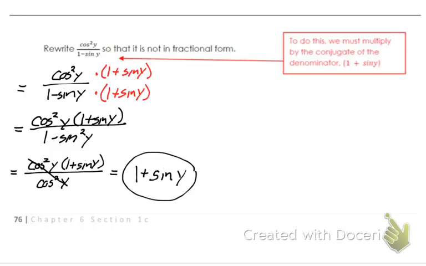Because anything with sine in our identities is either reciprocal or it's got to be a square. This is not a fraction, so I can't worry about using a reciprocal. And it's not squared, so I can't worry about using sine squared plus cosine squared equals 1. That is my final answer.